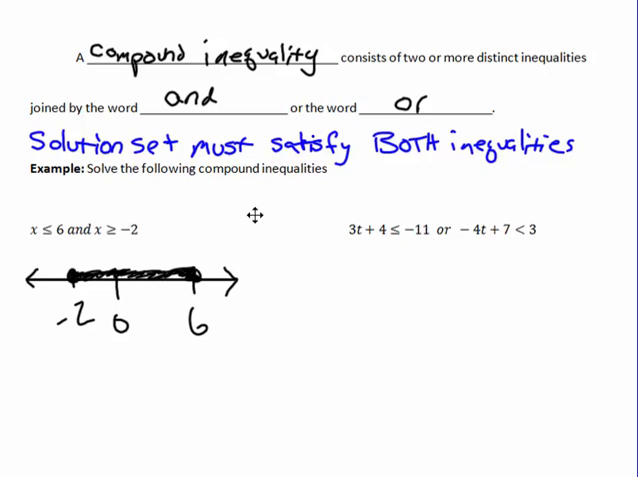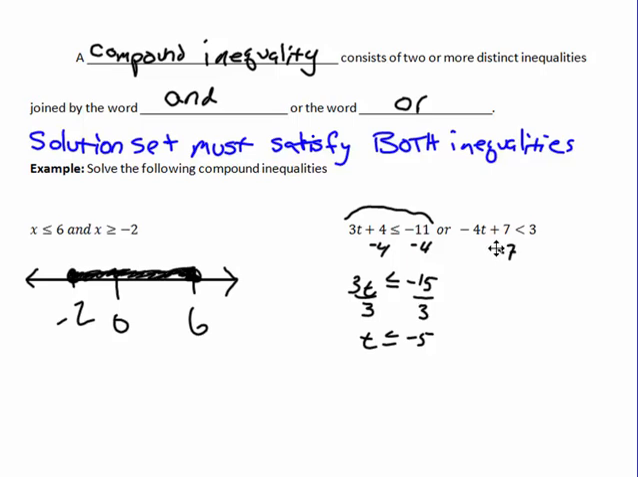So let's take a look at an or compound inequality. So here we need to solve each one of these individually first, and then we'll graph them to see what an or compound inequality looks like. So solving this first one here, solving this just for t, I'm going to subtract 4 from both sides. And I get 3t is less than or equal to -15. And dividing both sides by 3 now, I get t is less than or equal to negative 5. Great.